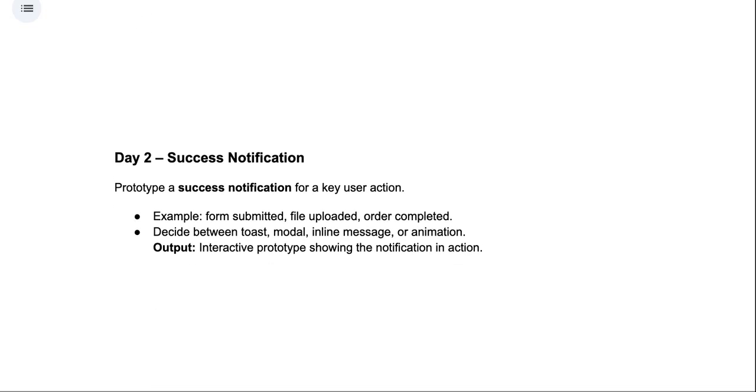Day two, success notifications. Prototype a success notification for key user action. The examples here are the form is submitted, a file is uploaded, an order is complete. Decide between these various modalities of producing error messages or success messages on a page. And then try to create an interactive prototype showing the notification in action. So you have that final state where the person selects something, and then you have the state where it produces the success notification.